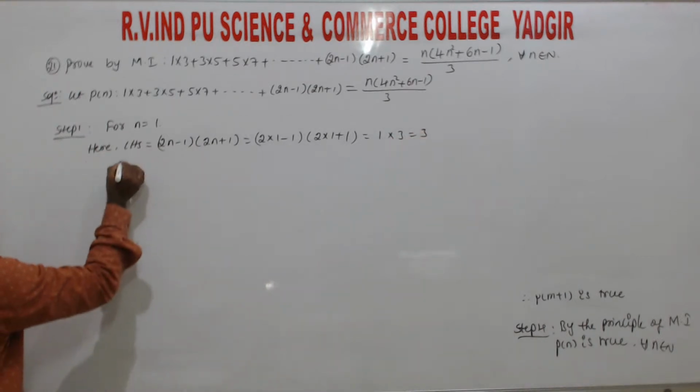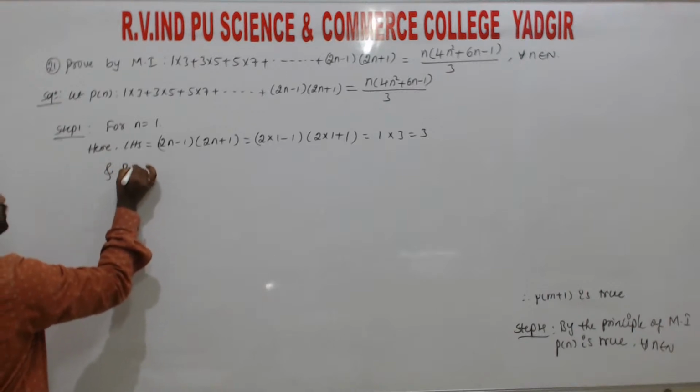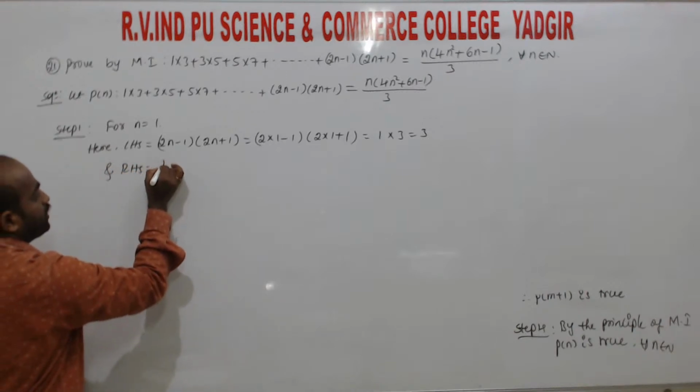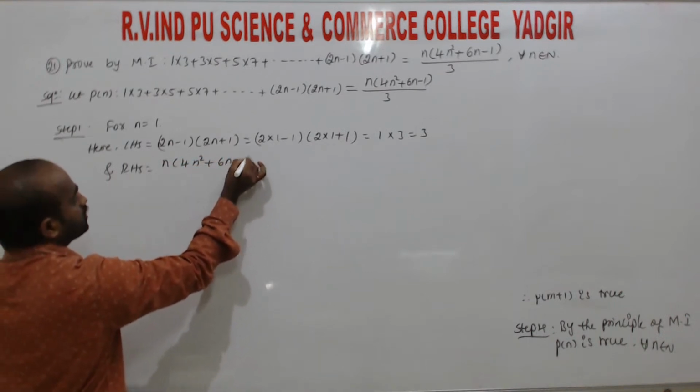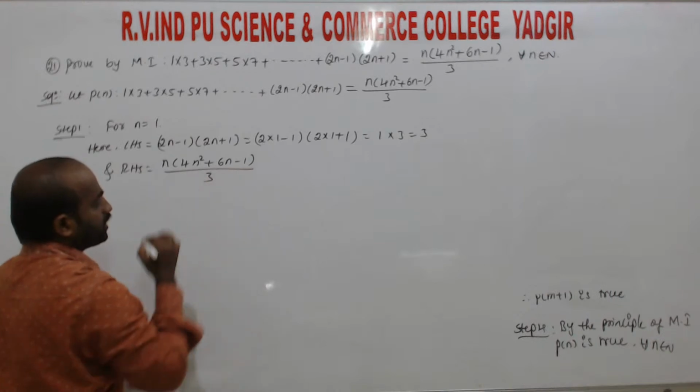Okay. And RHS is n into 4n square plus 6n minus 1, whole divided by 3.